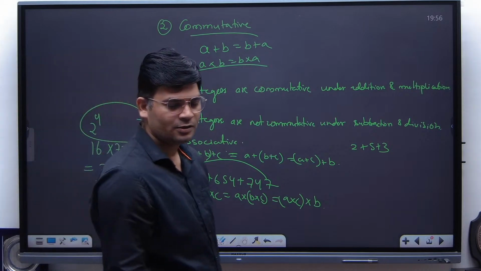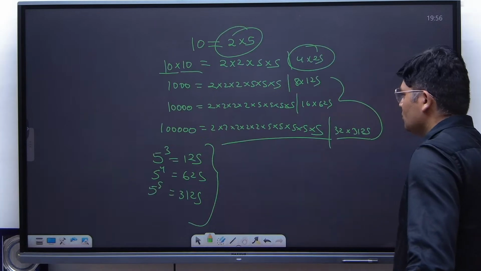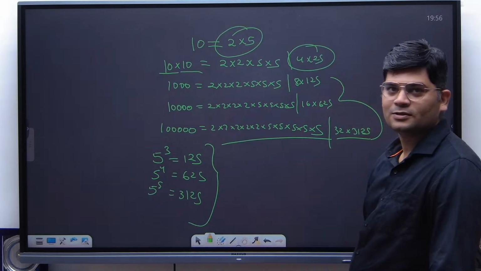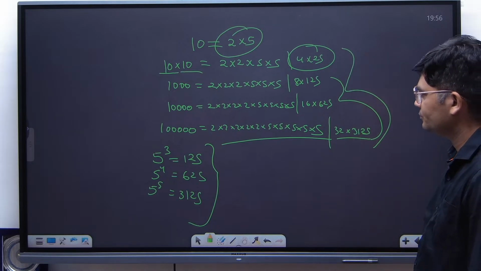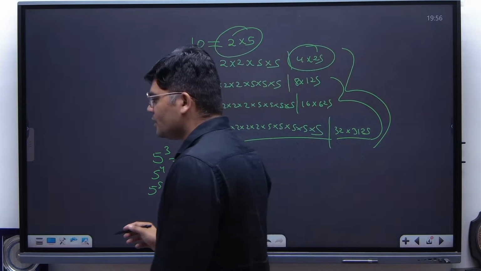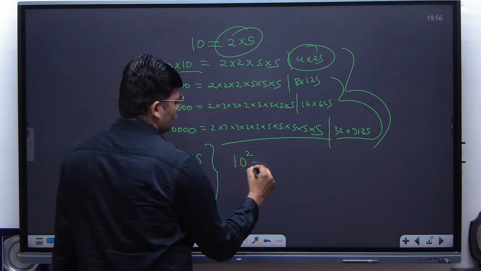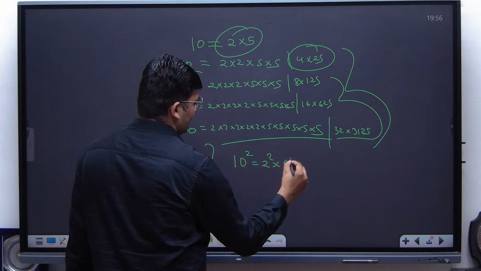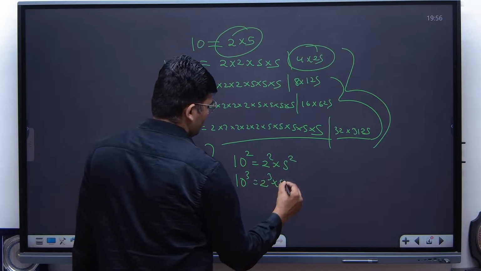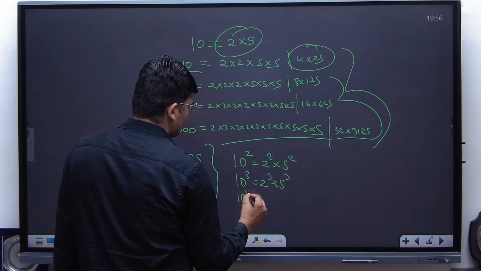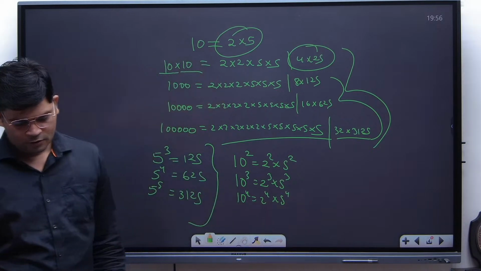Are you getting it? So can I just write the tables, the ones that you wrote before? Yeah, why not? Write like this. You can write like this as well. And if you want to write in the shortest form, you can write in this form as well. 10 square you can write as 2 square into 5 square. 10 cube you can write as 2 cube into 5 cube. 10 to the power 4 you can write as 2 to the power 4 into 5 to the power 4.